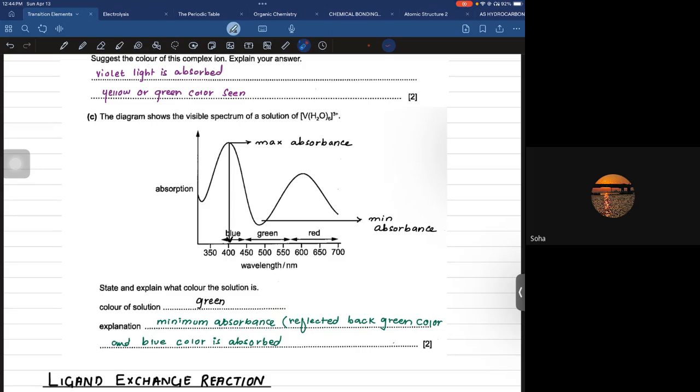So let's suppose we have sodium. So sodium is 1s2, 2s2, 2p6, 3s1. You know, the energy gap is too large to absorb visible light. They are not going to absorb visible light.